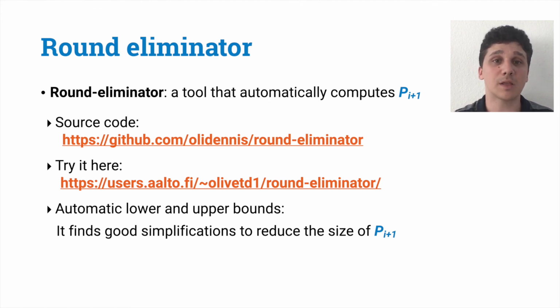What we can do with this tool is the following. We just type the description of our favorite problem using some specific language, and then we can just ask round eliminator to find lower and upper bounds for us. What the program does is to apply the round elimination technique to generate a family of problems by also trying to find good simplifications that can be used to reduce the size of the intermediate problems without altering their complexity too much. So let's see some examples.